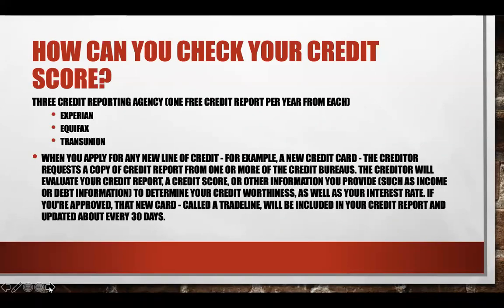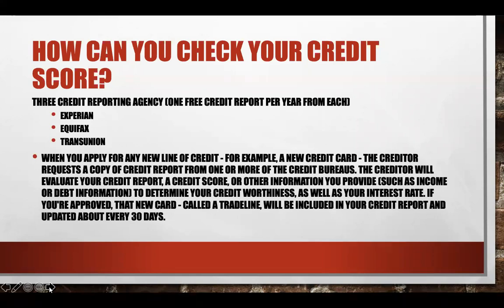All right, so how can you check your credit score? There are 3 credit reporting agencies. They're Experian, Equifax, and TransUnion. If you can get all 3 of those apps, you may get a different credit score for each, so a lot of people will take the average of the 3. You can get 1 free credit report per year from each. So if you get 1 from Experian, 1 from Equifax, and 1 from TransUnion, that gives you the opportunity to do it 3 times a year.